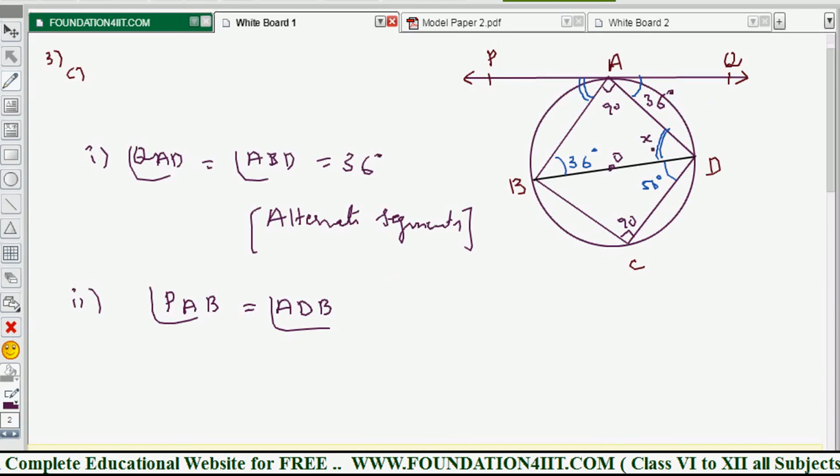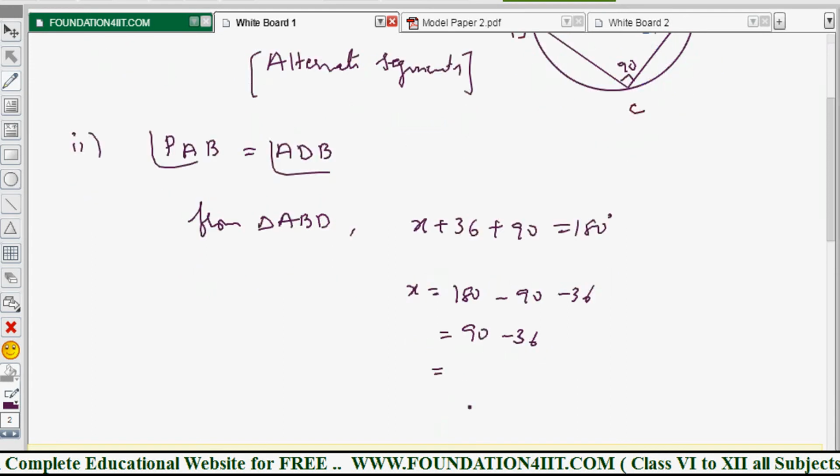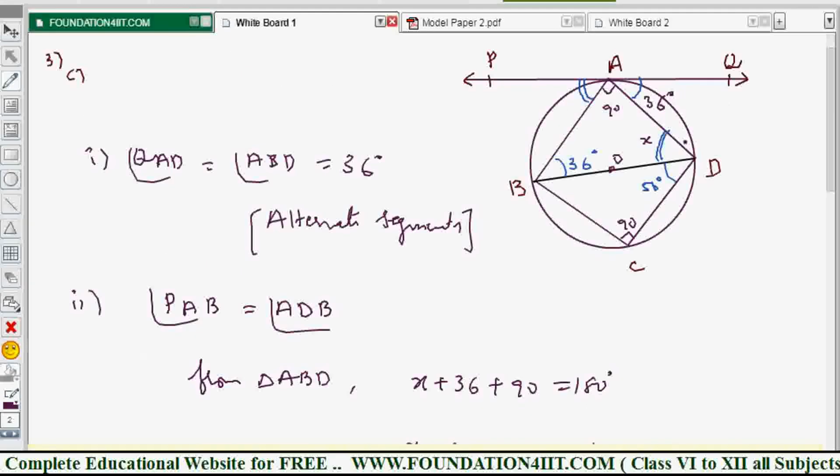If the angle ADB is X, then from triangle ABD, X plus 36 plus 90 is equal to 180, because the sum of the angles in a triangle is 180. Then X is equal to 180 minus 90 minus 36. So 180 minus 90 is 90, 90 minus 36, the value of X, that is 54. Therefore, angle PAB is equal to 54 degrees. So this is 54 degrees, and this is also 54.